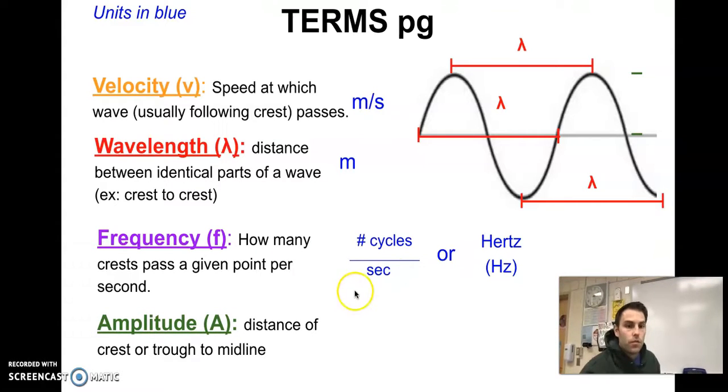So the amplitude is the distance from the crest or trough to the midline. Remember, this is the trough, this is the crest. So the amplitude is the distance from the top of the crest to the midline, or the bottom of the trough to the midline. That's the amplitude. It's essentially the height of your wave, and we're going to measure that in meters too.